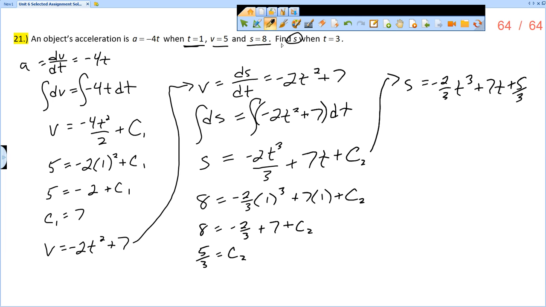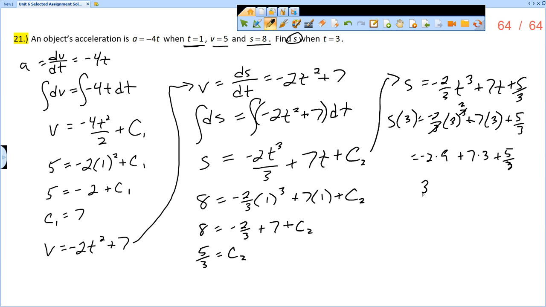So now the problem says find s when t is 3. So I really want to find s of 3. So negative 2/3 times 3 cubed plus 7 times 3 plus 5/3. All right. So negative 2/3 times 3 cubed. Well, the 3 and one of those threes would reduce. So I'm left with negative 2 times 9 plus 7 times 3 plus 5/3. All right. So negative 2 times 9, of course, negative 18, plus 7 times 3, 21. So I get a positive 3. So 3 plus 5/3. All right.